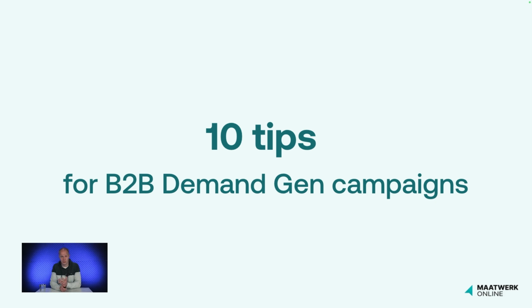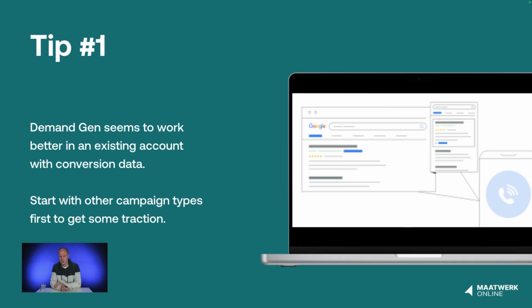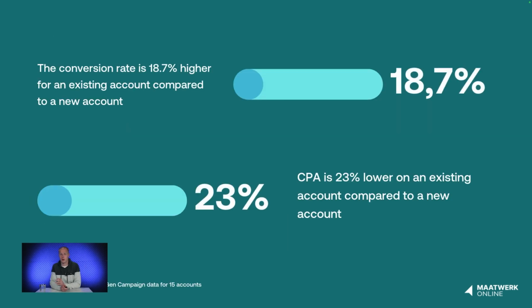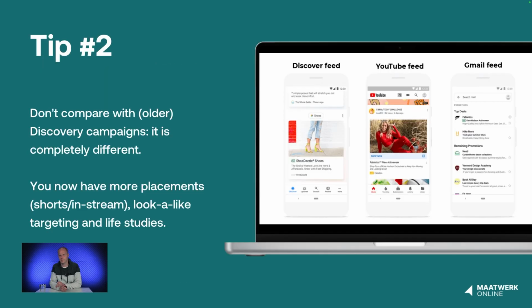Then we go to the point where you probably already signed up for, the 10 tips for your demand gen campaigns. The first one, and I mentioned it earlier, is that demand gen seems to work better in an existing account with conversion data. So if you are running a new Google Ads account, I would suggest to start other campaign types first to get some traction going. We actually saw an 80.7% higher conversion rate in an existing account compared to a new account regarding demand gen campaigns, and a 23% lower CPA.